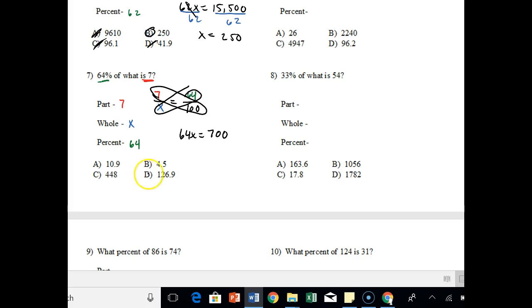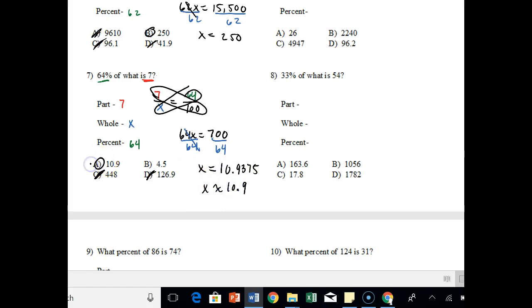126 is just way too big, because half of 120 is around 60, right? But we have 7. Half of 448, half of 400 is around 200, but we have, again, 7. So it's got to be between these two. If I do my division, divide by 64, I cancel out here, so I get x is equal to a decimal of 10.9375, or just x is equal to about 10.9.